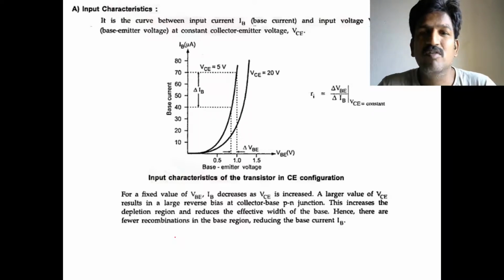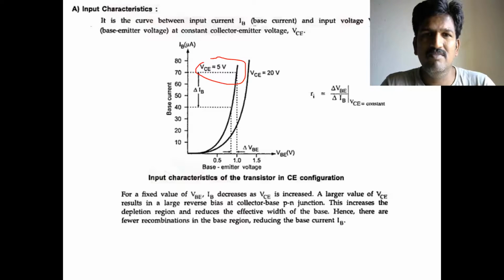So for this you want to plot the graph. Over the x-axis you keep VBE, and over the y-axis you keep IB. IB is in terms of microamps, VBE in terms of volts. At the time you have to keep VCE constant. Also you should understand whether there is any effect on the base current by changing VCE. You just have to observe.